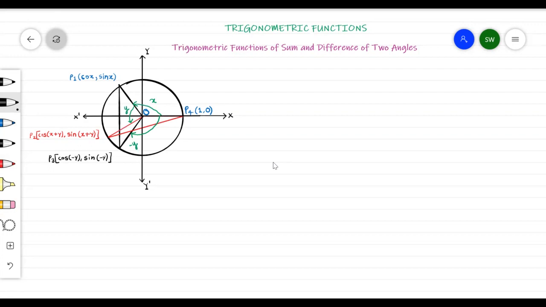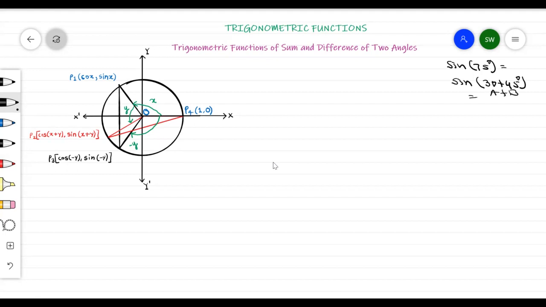For example, if it is given to find the value of sine 75 degrees, how do we find it? I can write this as sine of 30 plus 45 degrees. Then, applying the formula, you can find the value of sine 75 degrees. Now this is A and this is B, suppose.